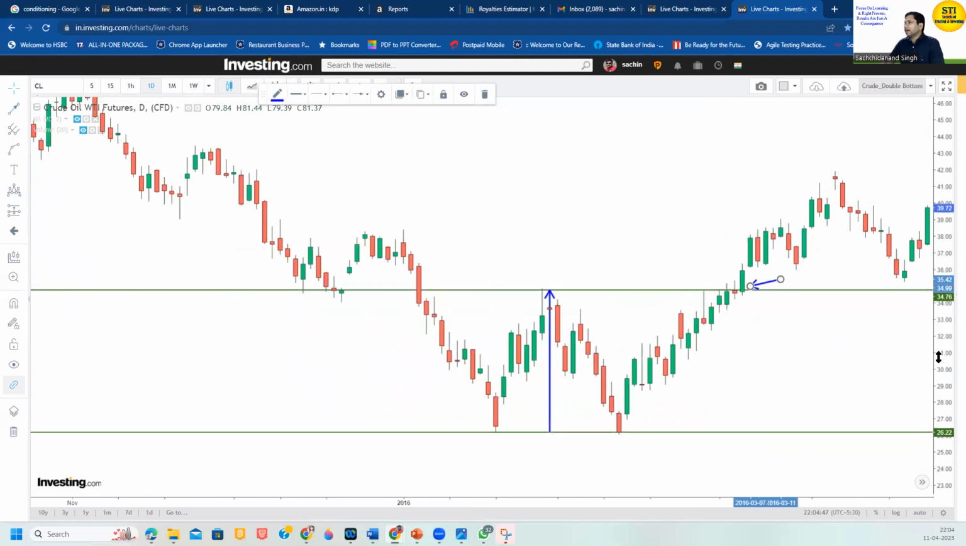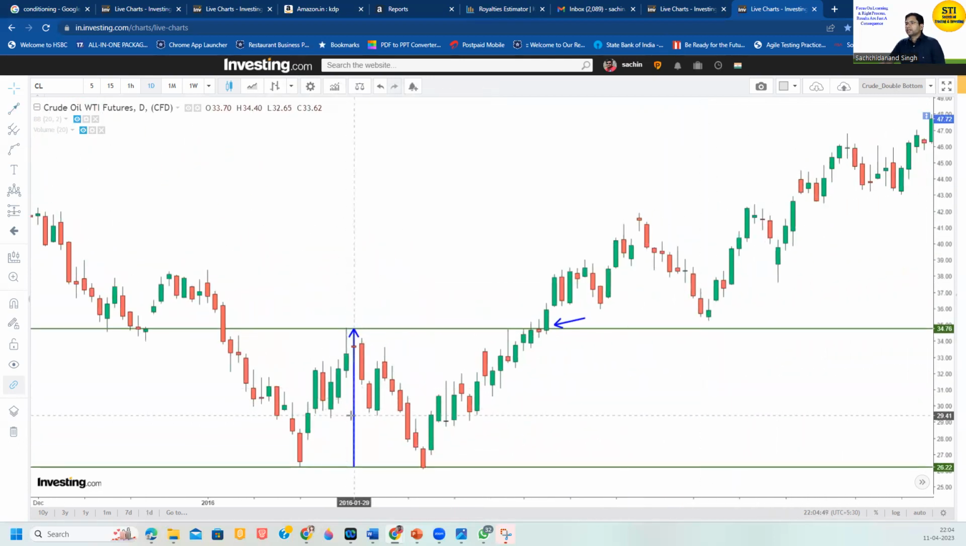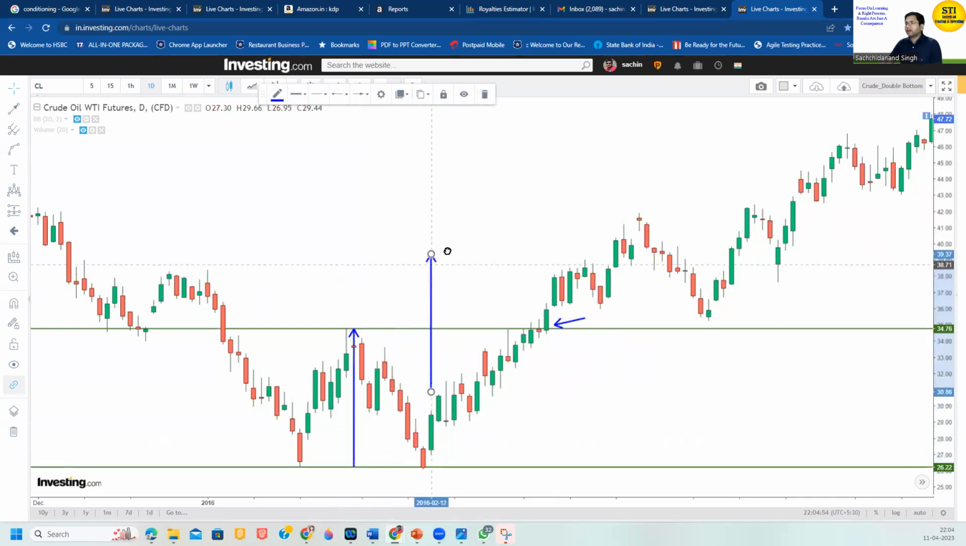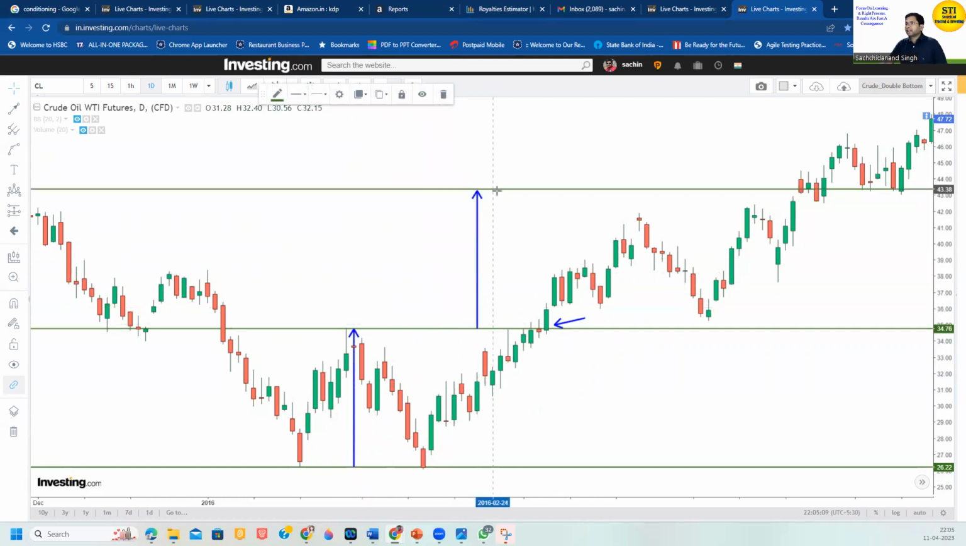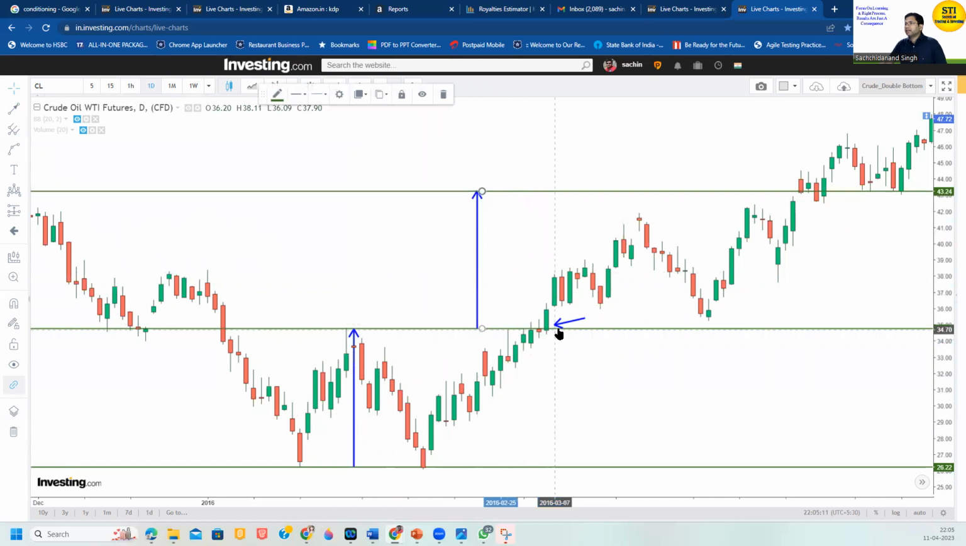And for the identification of the targets, as I mentioned earlier, take the same price distance, copy it and keep it from the top of this resistance line, and wherever it is reaching, that will be your first target. So one can take an entry here and possibly plan to exit at this point of time. From the price point perspective, here it is around 34.